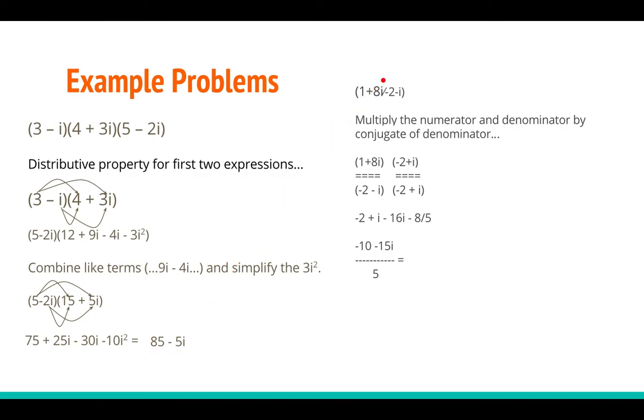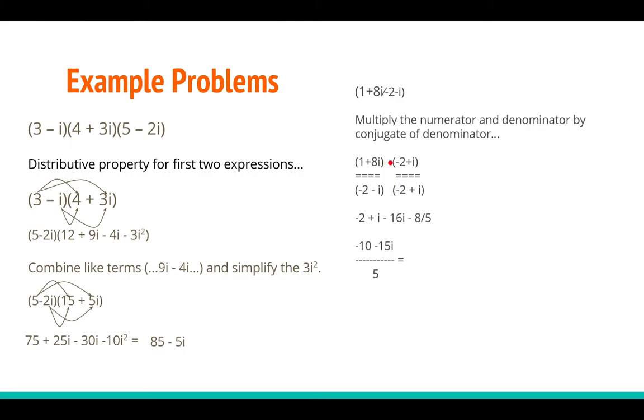Now, for the second example problem, (1 plus 8i) over (negative 2 minus i). What you want to do for fractions with imaginary numbers is multiply the numerator and denominator by the conjugate of the denominator. So here, the denominator is negative 2 minus i, and the conjugate pair, if you can remember, is just the opposite sign. So it's going to be plus. You don't change the negative 2 or anything.